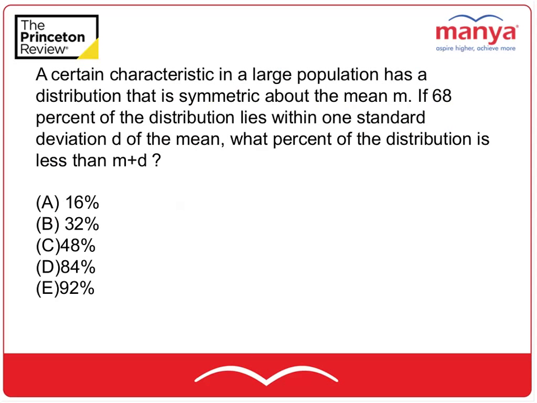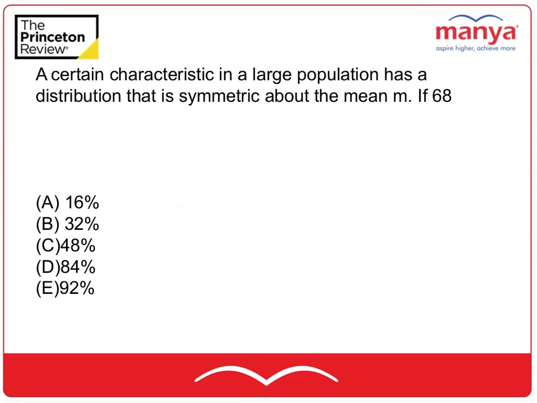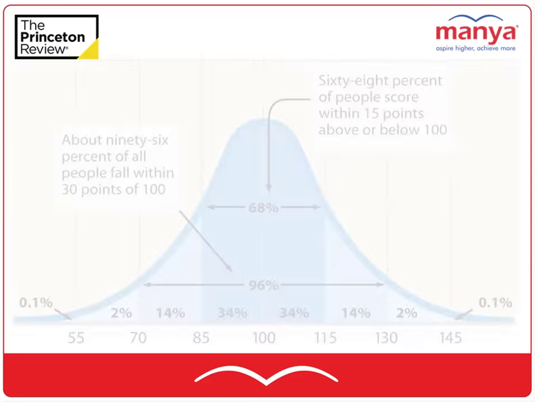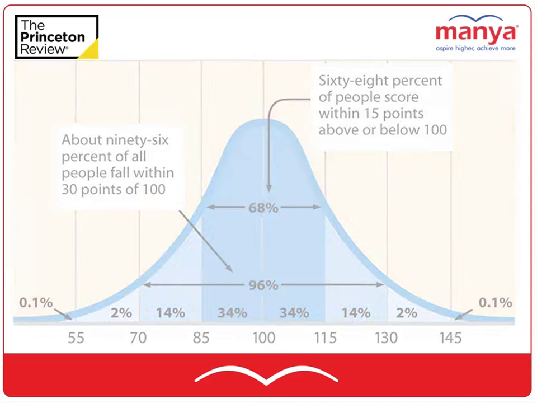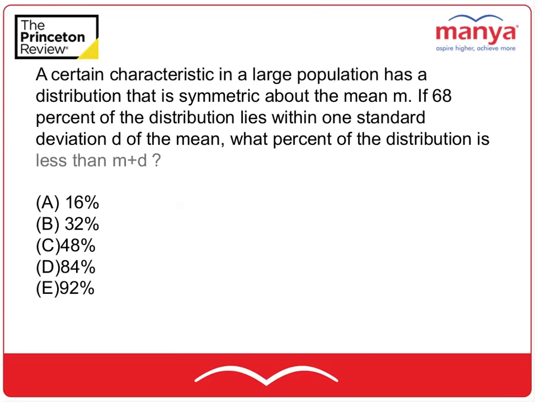So what percent of the distribution will be less than M plus D? If you go and look at it here, how many are less than M plus D? These are less than M plus D, and this is greater than M plus D. So in the total 100, you can remove this 16 so that you can get your answer. What will be your answer for this question? Can you all type your answer? What percent of the distribution is less than M plus D?